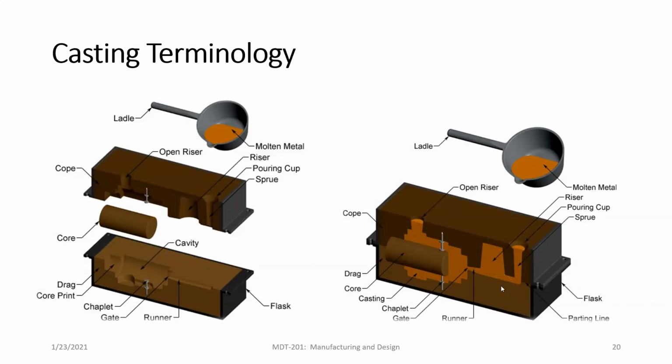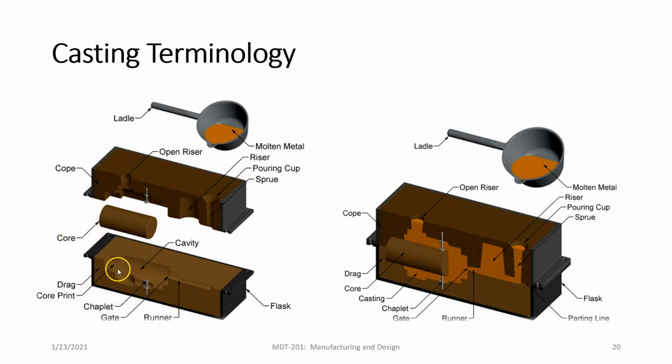All right. So let's talk about some terminology for casting. What we're looking at here is a sand casting example, but some of the terminology is going to be the same no matter the casting process that you're looking at. The main thing I want you to get here is that the drag is the bottom part of the mold and the cope is the top part of the mold. How can you remember that? Well, remember drag, D for down, right? Drag, D, down. So the drag always goes on the bottom or down. The cope is on the top.